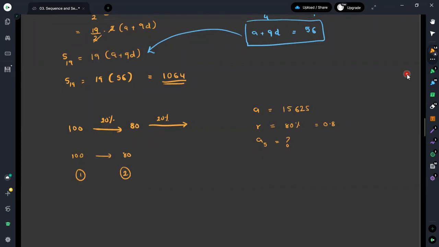Likewise, we can see that it is continued for all the years thereon. Then we can see that this is quite like a geometric progression, because we have the common ratio and the initial term. Then we can have A5 is equal to A times R to the power 5 minus 1.